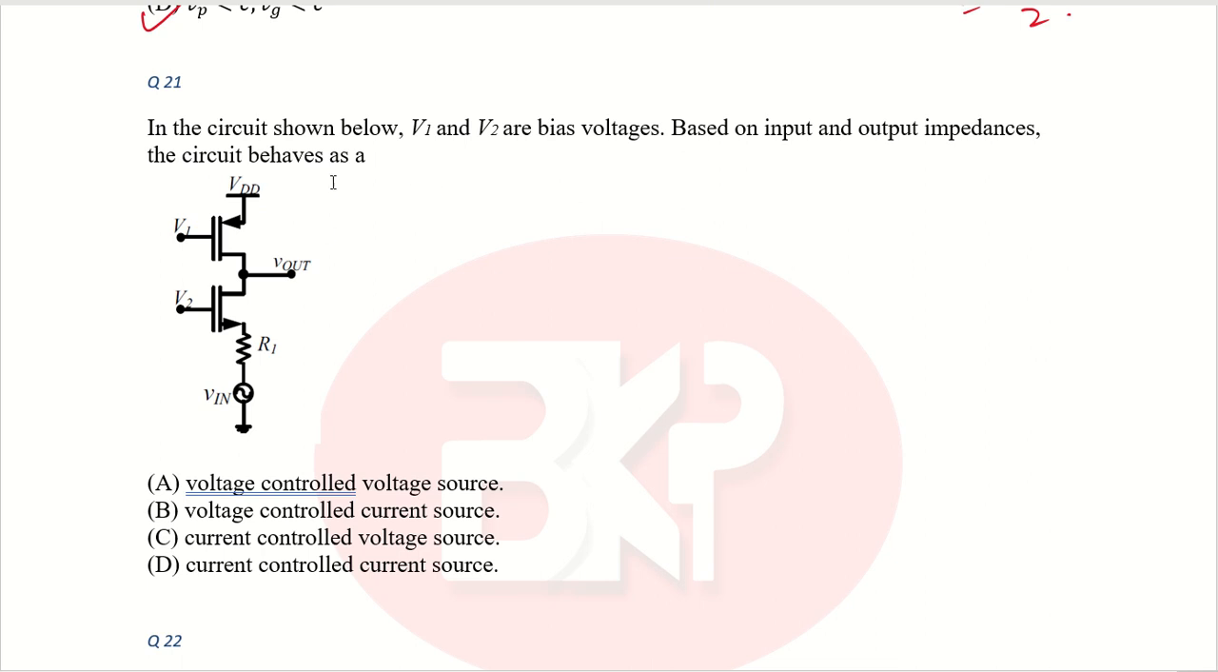Question number 21. It is a question of which kind of source. So these two MOSFETs, I will tell you how it will come. However, it will come up as current controlled current source. So 21 is D.